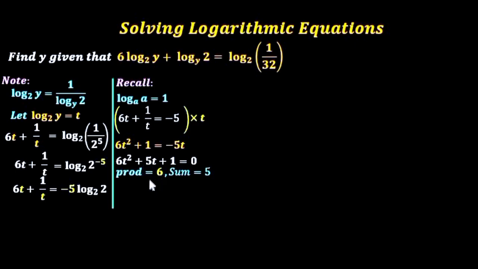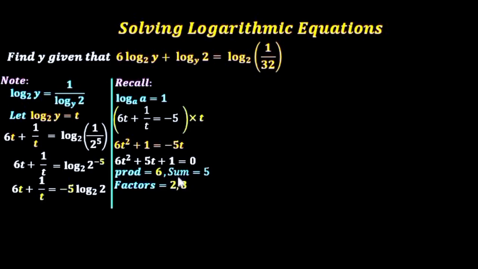Now, the two numbers that satisfy this condition are 2 and 3. Multiply 2 by 3, you get 6. Add 2 to 3, you get 5. We are going to use these factors here to split the middle part.